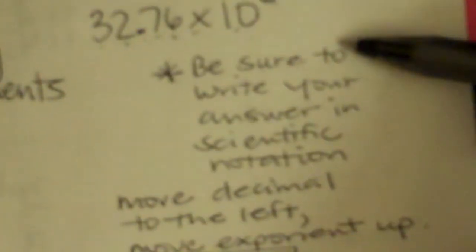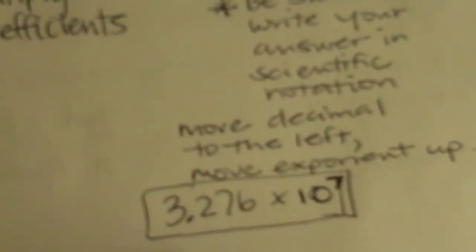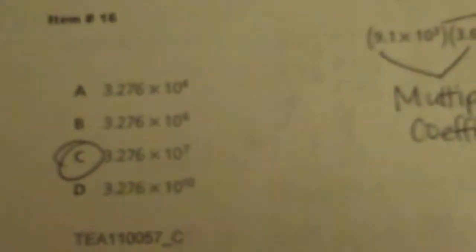But you have to make sure you read this note. Be sure to write your answer in scientific notation. So remember, this first number here needs to be a number between 1 and 10, less than 10. So that means this decimal moves to the left one place so that we get a number, 3 point something, that will be between 1 and 10. So when I move this decimal over, that exponent has to change as well. So I move it over and this goes up. So that makes your answer C.